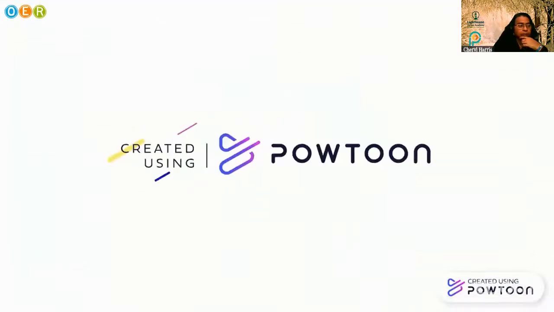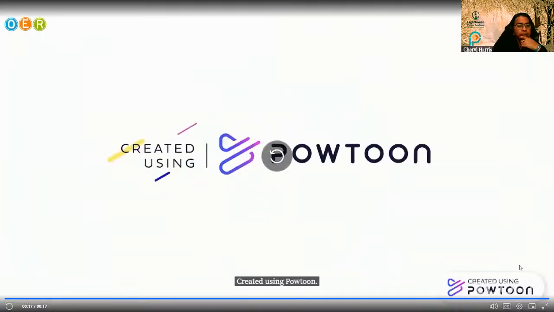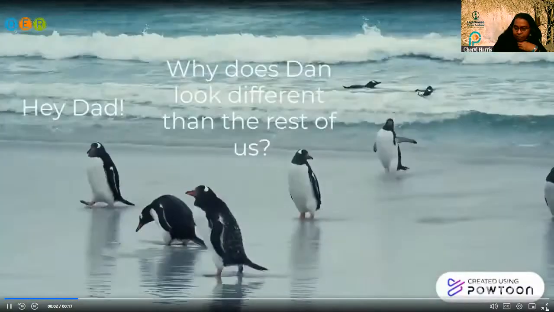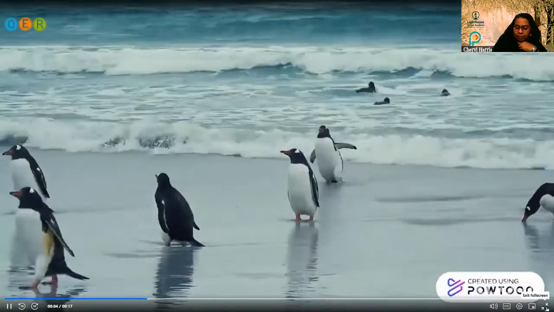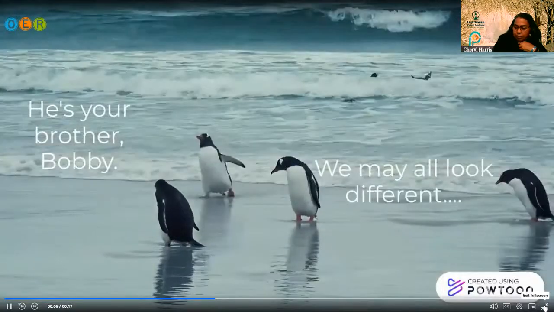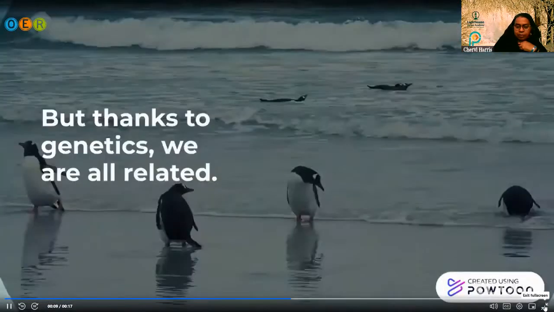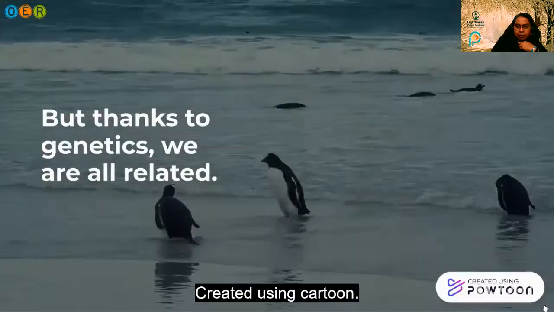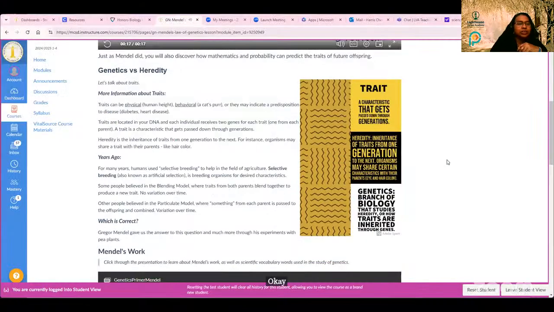Created using Powtoon. Created using Powtoon.